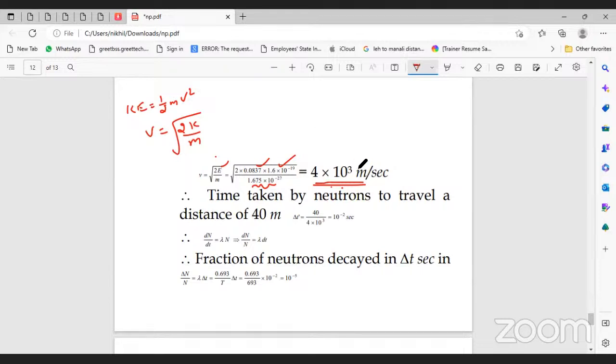So you are going to be 4 into 10 power 3 meter per second. With this velocity, what is the time taken to travel a distance of 40 meter? It is 10 power minus 2 second.